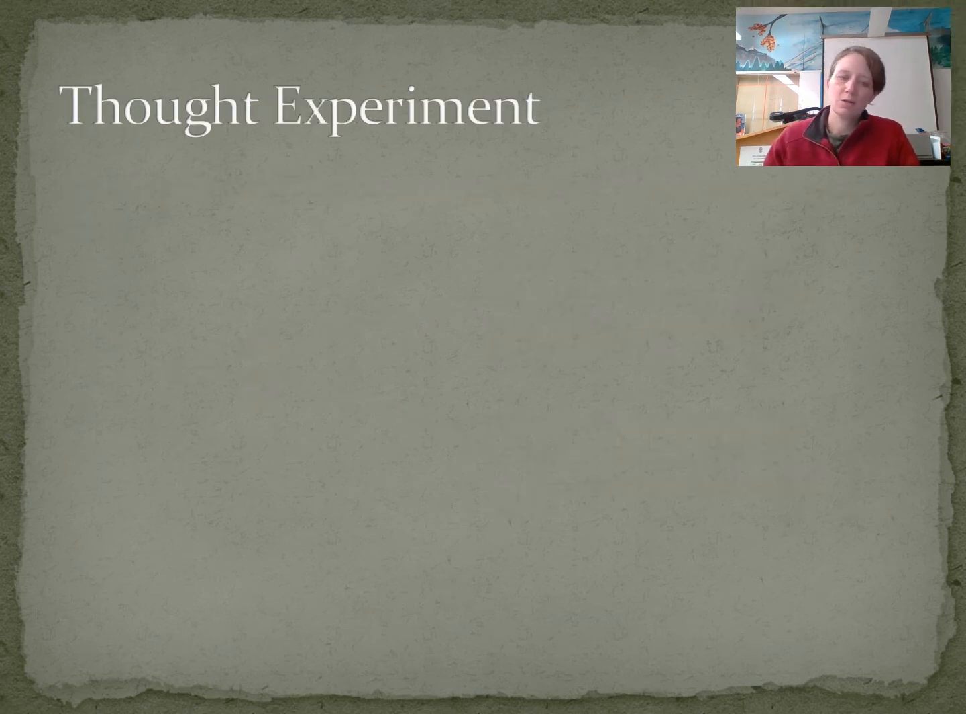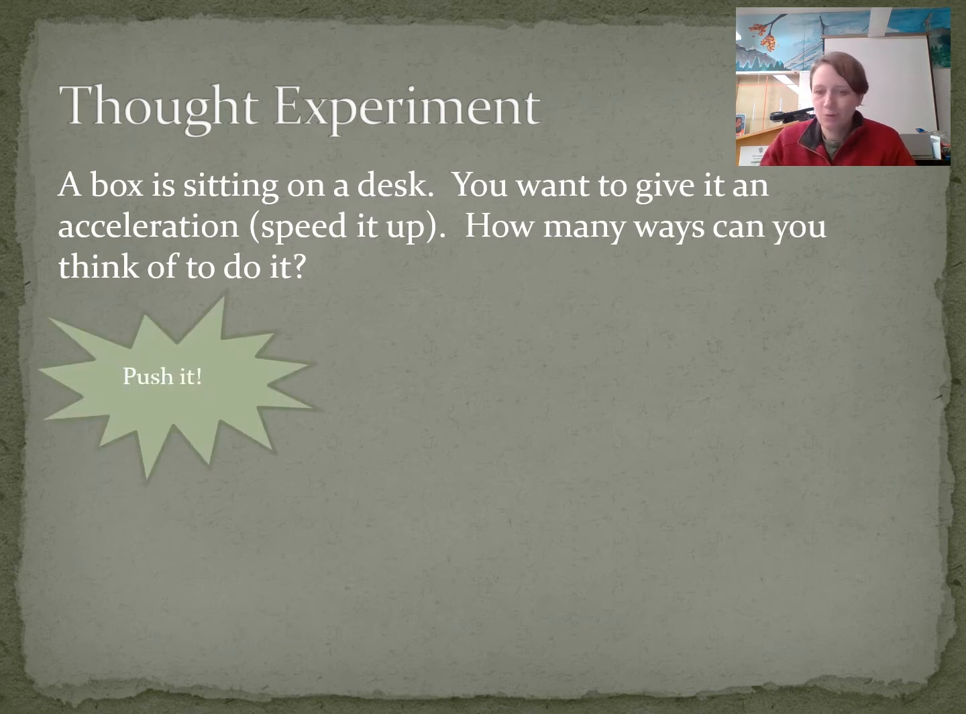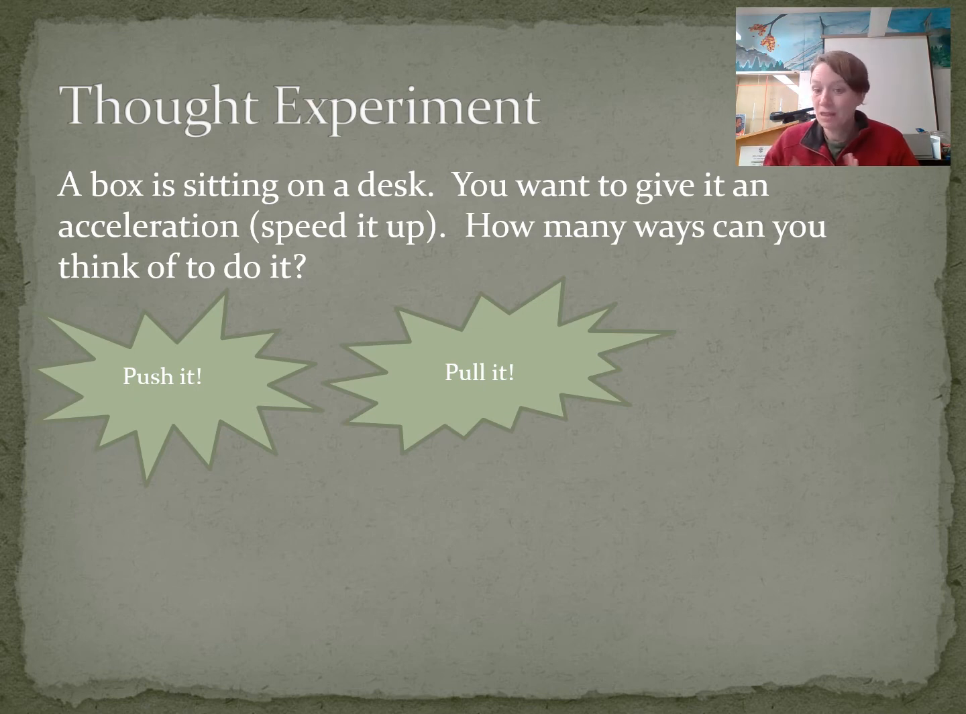So let's do a quick little thought experiment about acceleration. Let's say we have a box sitting on a desk and you want to give it some sort of acceleration value. You want to speed it up somehow. How many different ways can you think to give that box some velocity? Probably most of you will start with push it. Of course, you push it and the box is going to accelerate. Maybe you want to pull it. That's also going to make it accelerate. There's other ways to make this box accelerate as well.